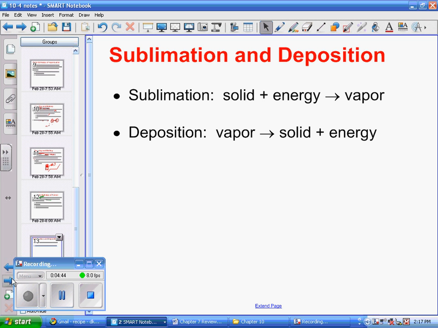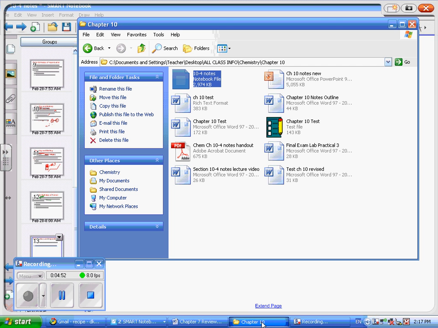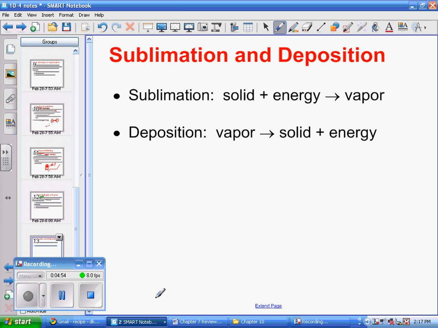Sublimation and deposition. Sublimation is basically skipping the liquid phase going from solid to gas, and deposition is skipping the liquid phase going from gas to solid. So you'll notice that if I have a solid and it gains a little bit of energy, it'll go right to vapor. The example of this is dry ice, which is solid carbon dioxide. When solid carbon dioxide melts, it doesn't go to a liquid, it goes immediately to a vapor.